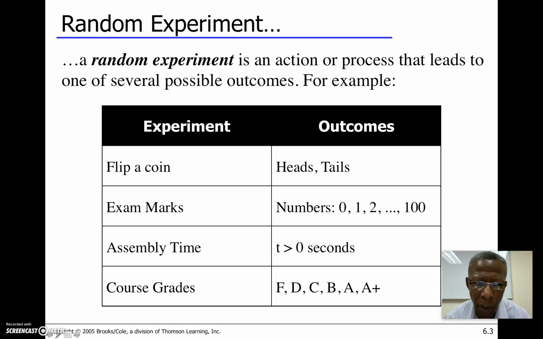You see flipping a coin, this is my favorite one. Flipping a coin, you could get either heads or tails. Those are the only outcomes that you can get. Exam marks, you could get numbers 0, 1, 2, up to 100. Assembly time, course grades. These are examples of random experiments.